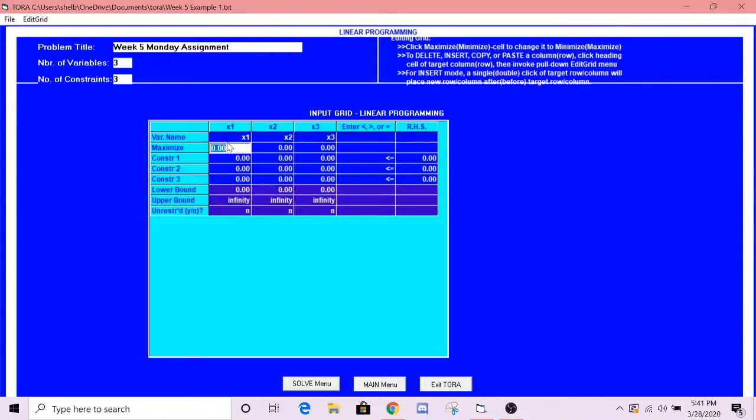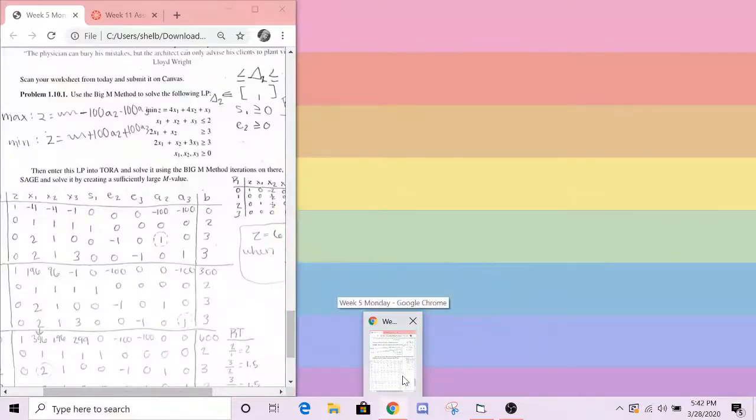And in this problem, we are asked to minimize. So if it's already on maximize, just click it and it'll change to minimize. We're minimizing the problem 4x1 plus 4x2 plus x3. So you type in a 4, and then a 4, and then a 1. This is just matching up with the problem. So if you're not sure where I'm getting these numbers, it's still back from this problem that we had up.